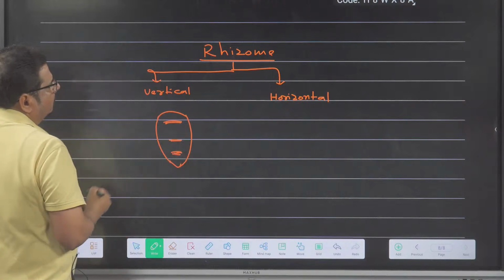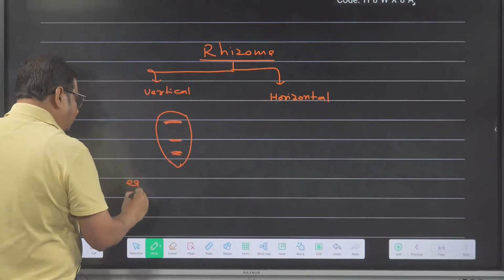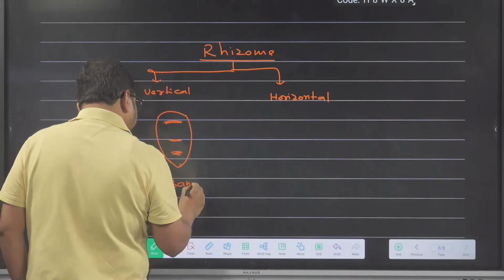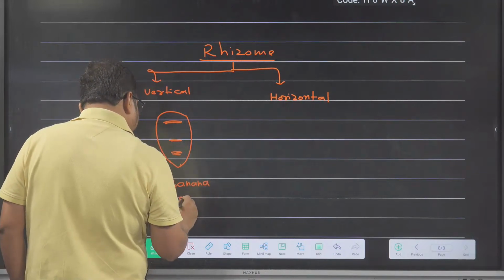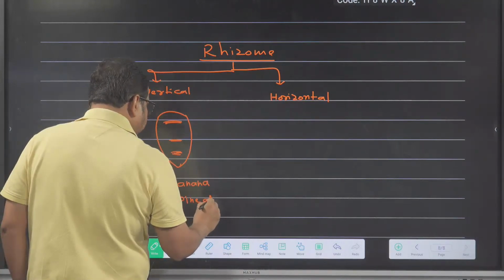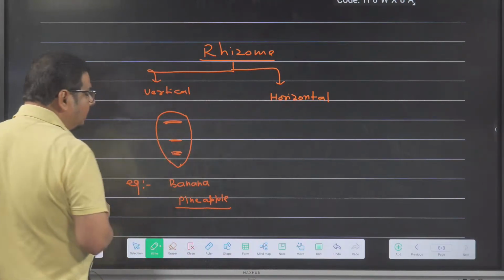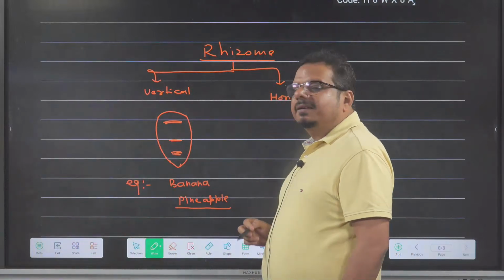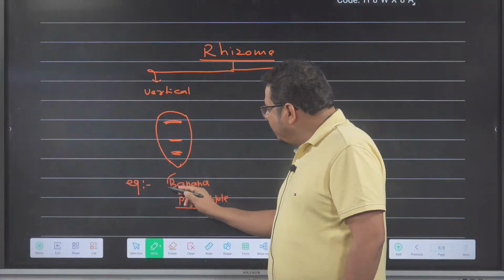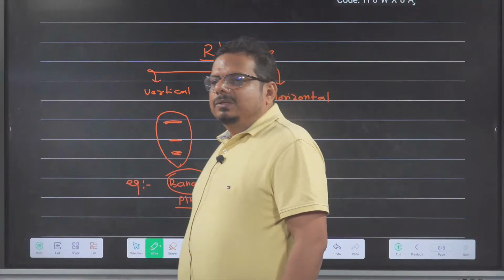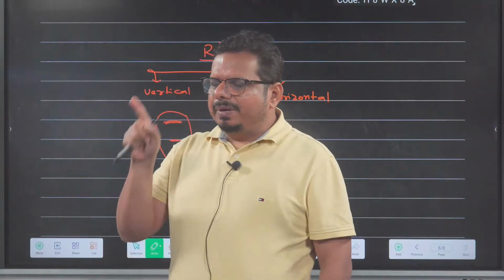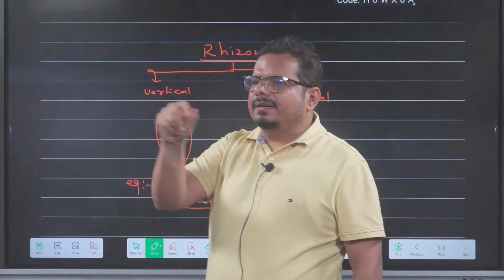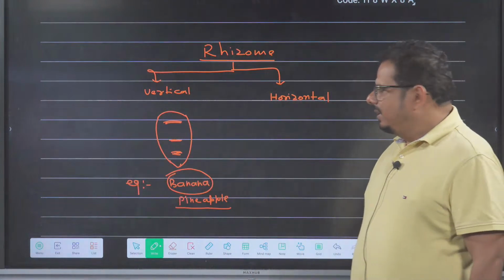These are vertical rhizomes. So examples of vertical rhizome are banana and pineapple. Now many times a student came and asked me a question, sir, you wrote banana under sucker, and here you are writing banana under rhizome. So the underground modification of banana is rhizome. The subaerial modification of banana is sucker. Don't confuse yourself.